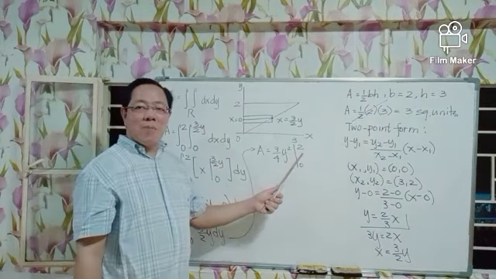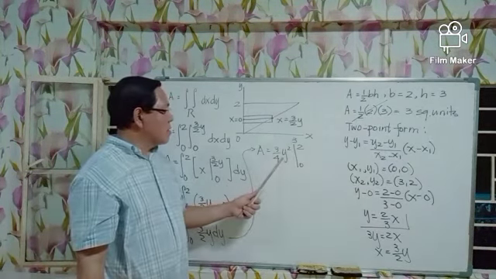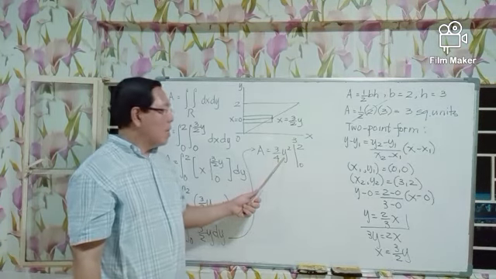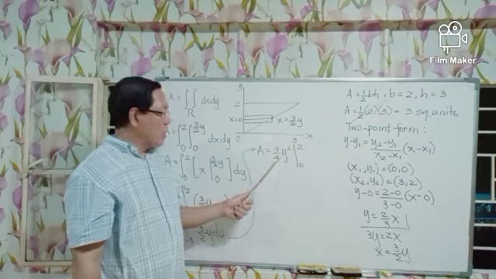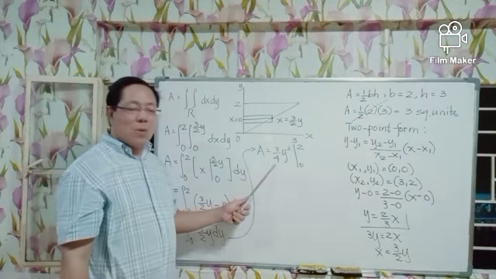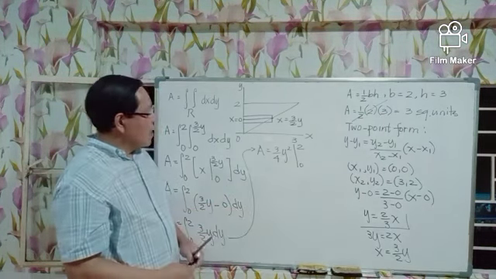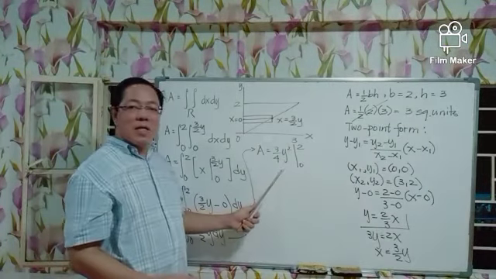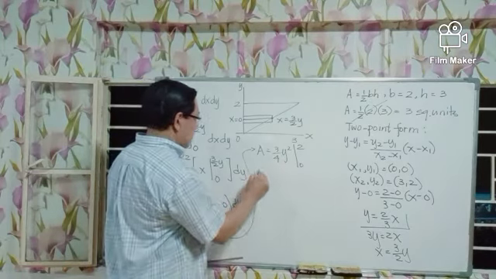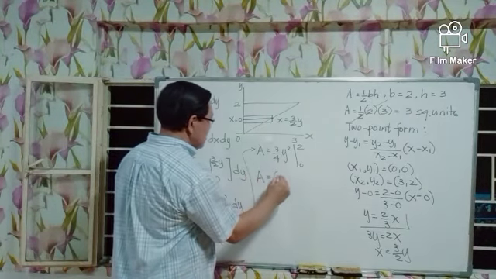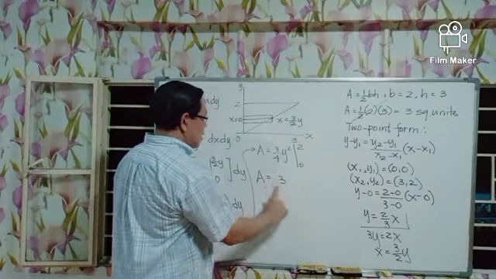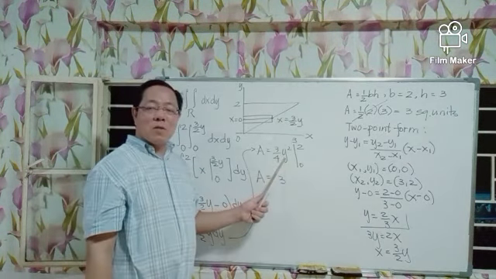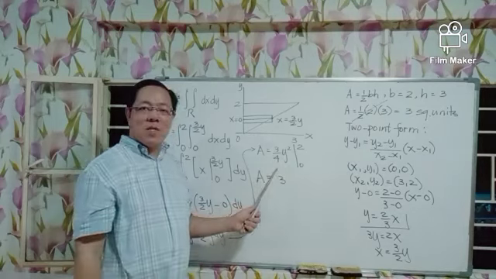Beginning with the upper limit, when y is 2, you get 2 squared is 4. And that 4 in the numerator will cancel out with 4 in the denominator. So you get 3. When y is 2, you get 3. Minus when y is 0. When y is 0, you get 0 squared is 0, multiplied by 3/4 is 0.